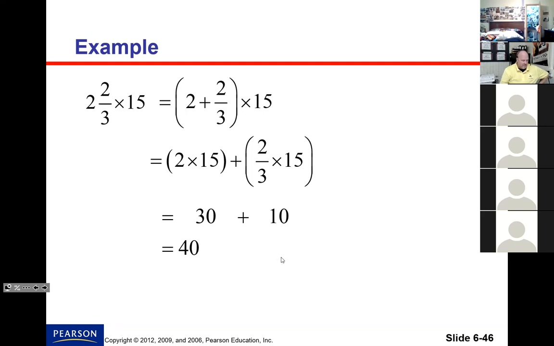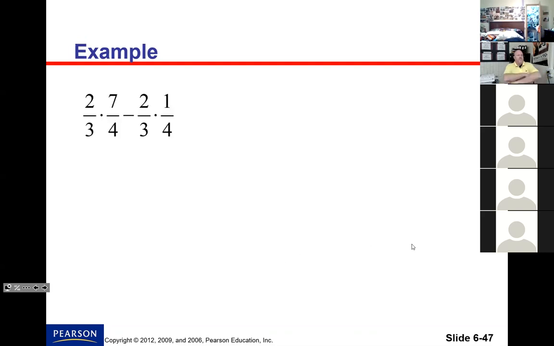Okay, next one here. So what we got here is 2 over 3 times 7 over 4 minus 2/3 times 1/4. Well, this is interesting. Do you see that both the 7 over 4 and the 1 over 4 are multiplied by 2/3? So what we can do is think backwards, a kind of backwards distributive property. The 2/3 are the same, but we can take the 7 over 4 and the 1/4 and just subtract them.